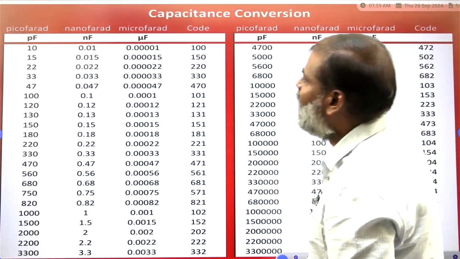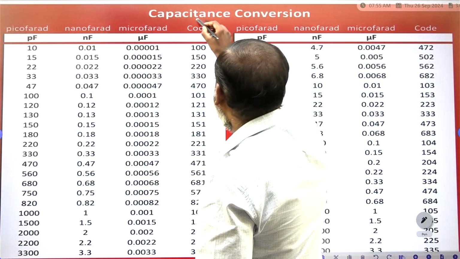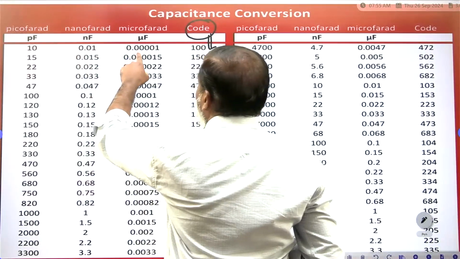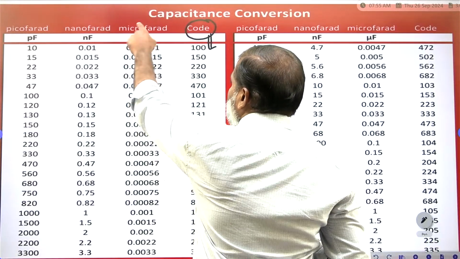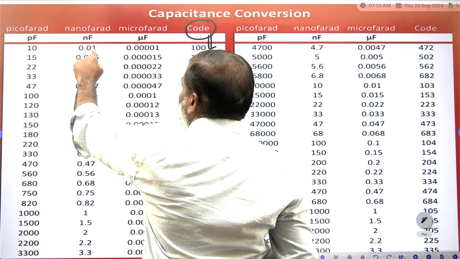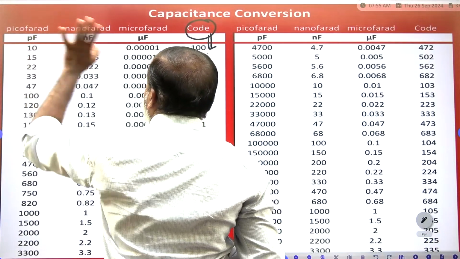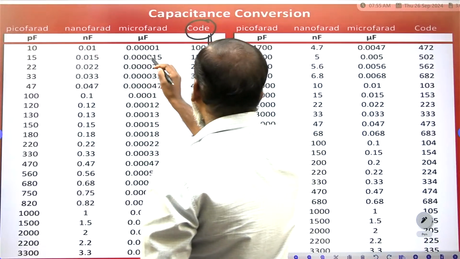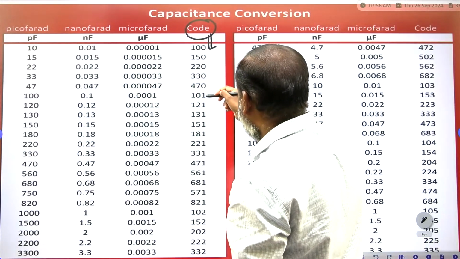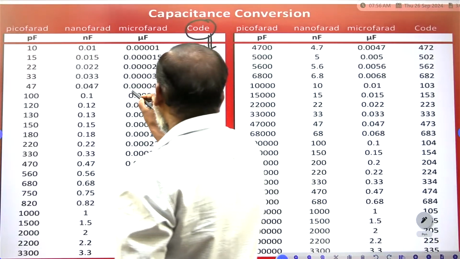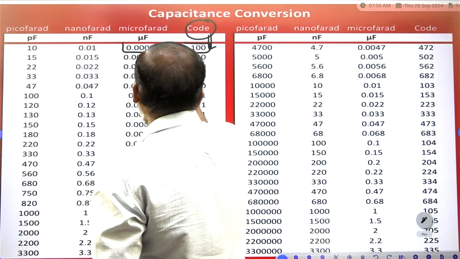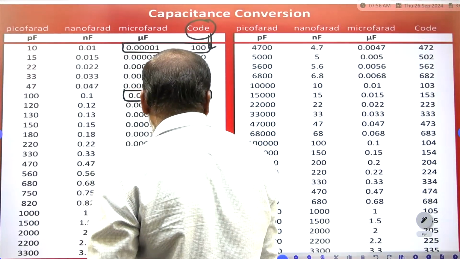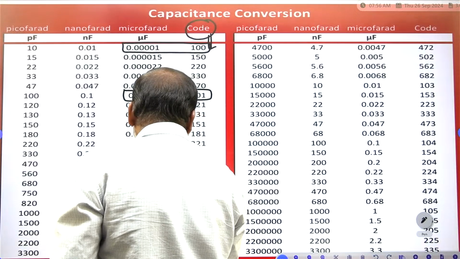Now I am giving the chart. Once you have to see here, if it is a code, this one is the code. This code is 100. If it is 100, 0.0001 microfarad. In terms of nano, 0.01 nano. In terms of the pico, 10 picofarads. If it is 150, so 150, 200, 330, 470, 101. Whatever we are discussing, once you have to check. 100 we are discussing, 101 we are discussing, correct? Next we are discussing about the 102, right?